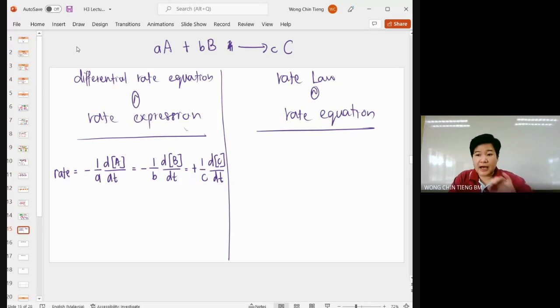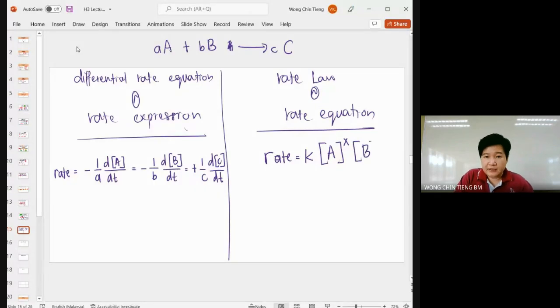Okay. So dia akan dapat semua benda daripada equation. Tapi rate law yang kita dapat hanya adalah rate equals to K, is a constant yang kita tak tahu apa lagi. Concentration of A adalah reactant, tak tahu order dia berapa. B to the power of its order yang kita tak tahu berapa. Nampak tak beza? Okay. That is the main important difference in your differential rate equation and also your rate law.